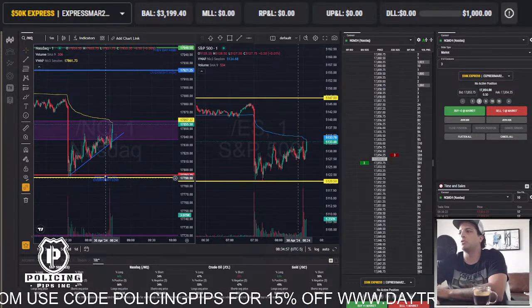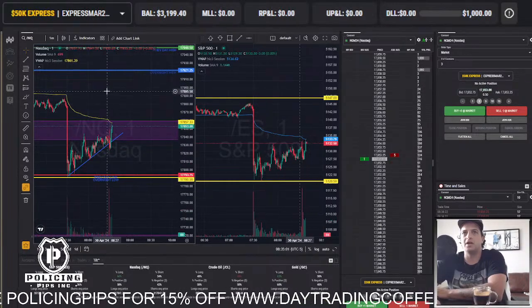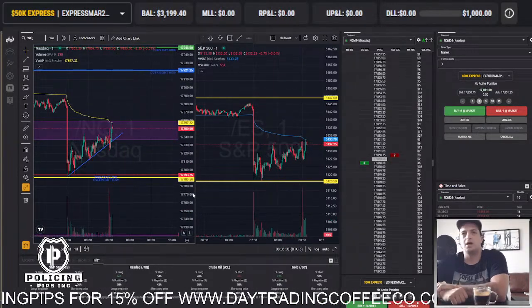Yesterday we executed pretty much right away. We saw the divergence coming. We were right at our overnight high, saw the failed breakout, and we rotated the other way.